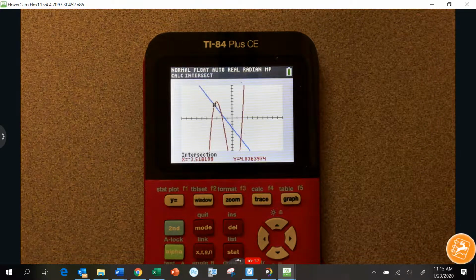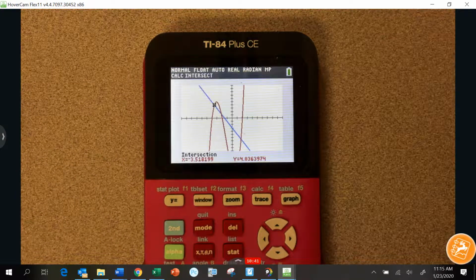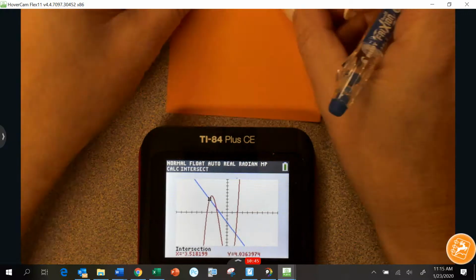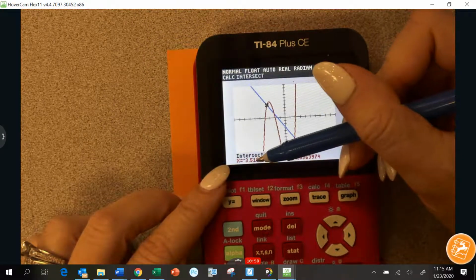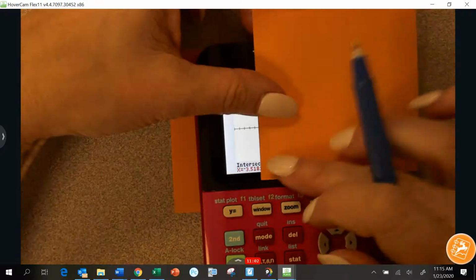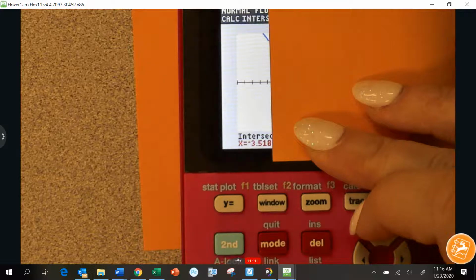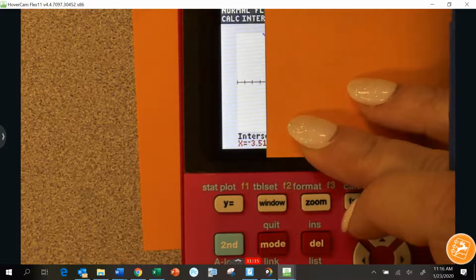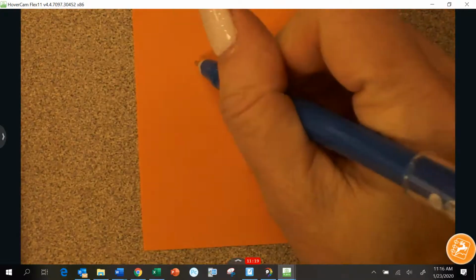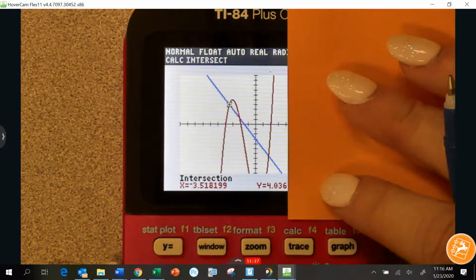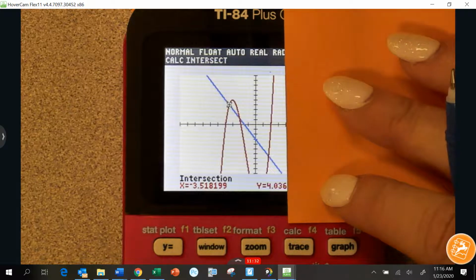I'm going to write down that answer, and I'm going to round it correctly to 2 decimal places. Let's go over rounding. Isn't that fun? We have to go over rounding. So I've got -3.518. When I'm doing rounding, we're looking at the 3rd decimal place, which is an 8. That tells me to do what? Decimal place goes up. So I got -3.52. And then same thing with the Y. I've got 4.036. That's my 3rd decimal place. So I get 4.04.